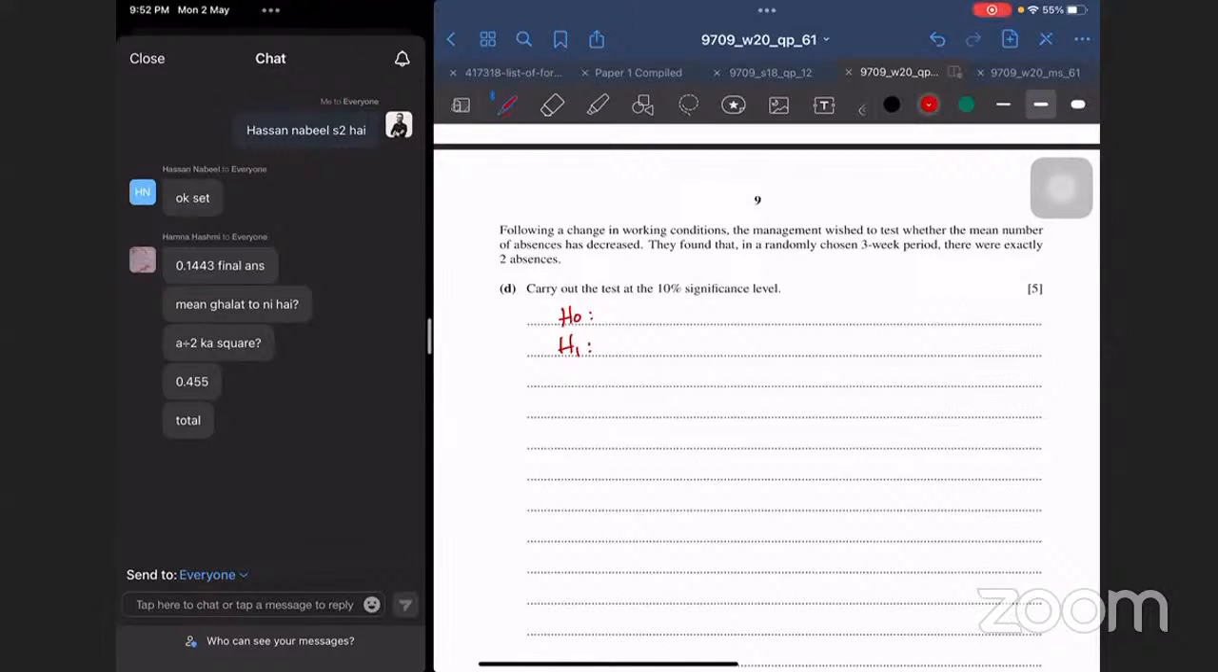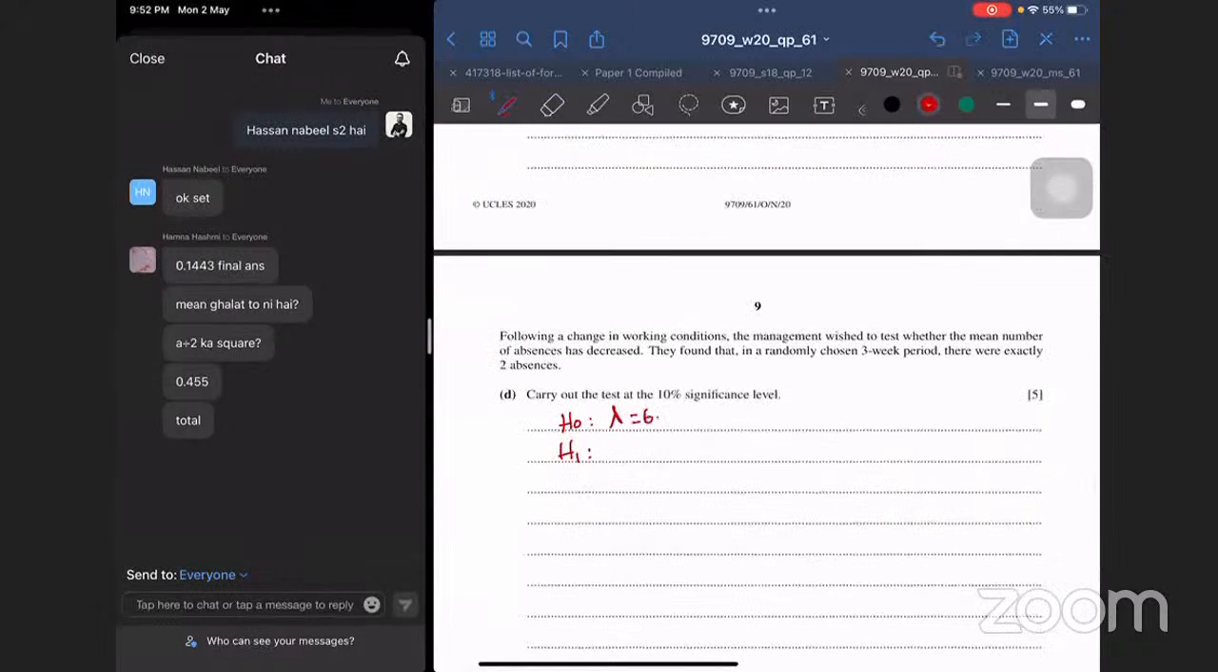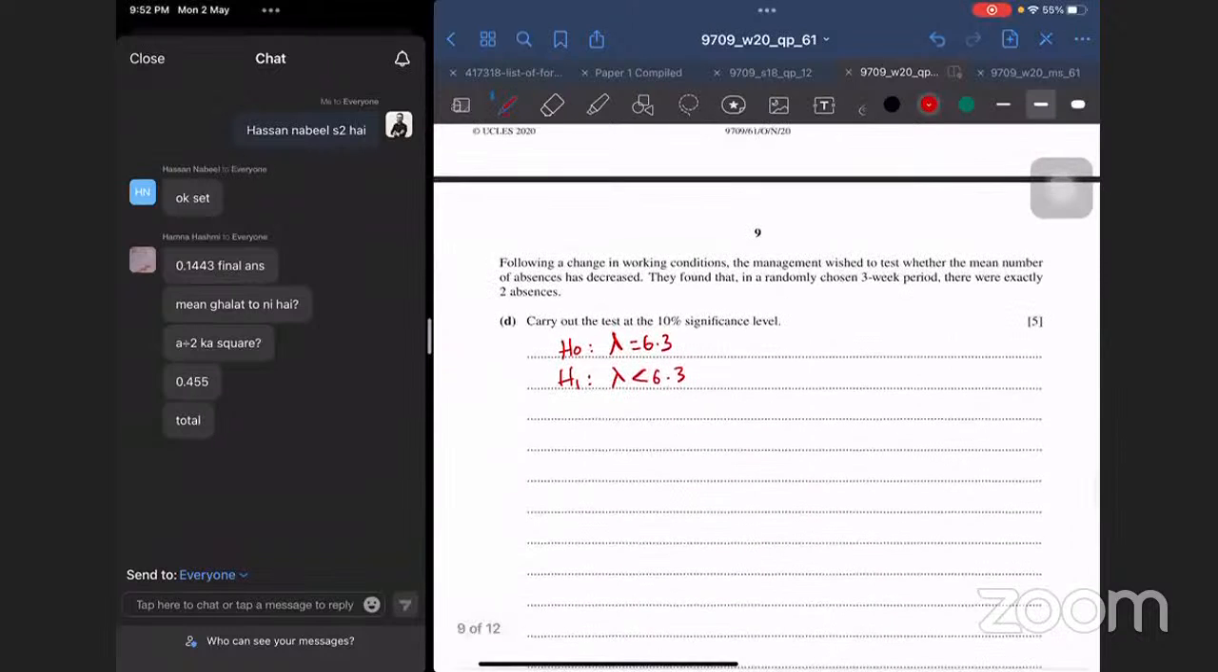They are saying that the management wish to test whether the mean number of absences has decreased, in a chosen 3-week period. So I can take this lambda. I'm saying that lambda is first equal to 6.3. Now they want to test whether it's less than 6.3. There were exactly two absences. So this is my test statistic.